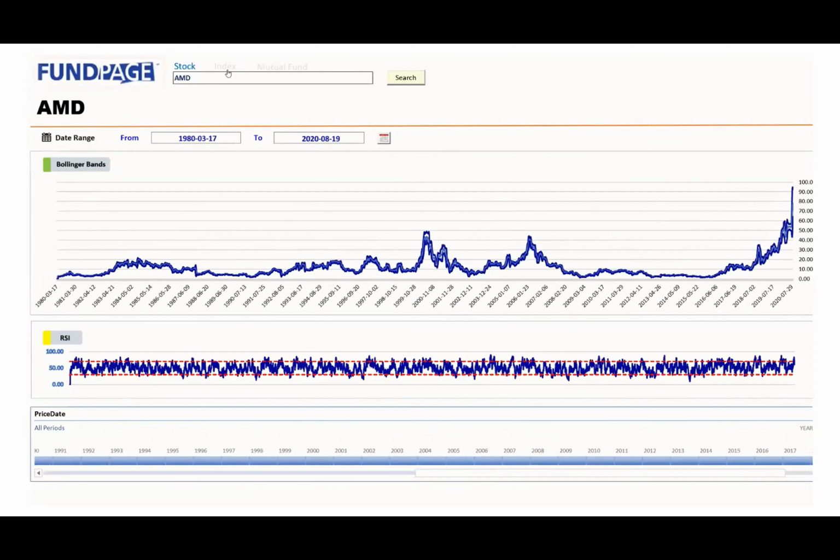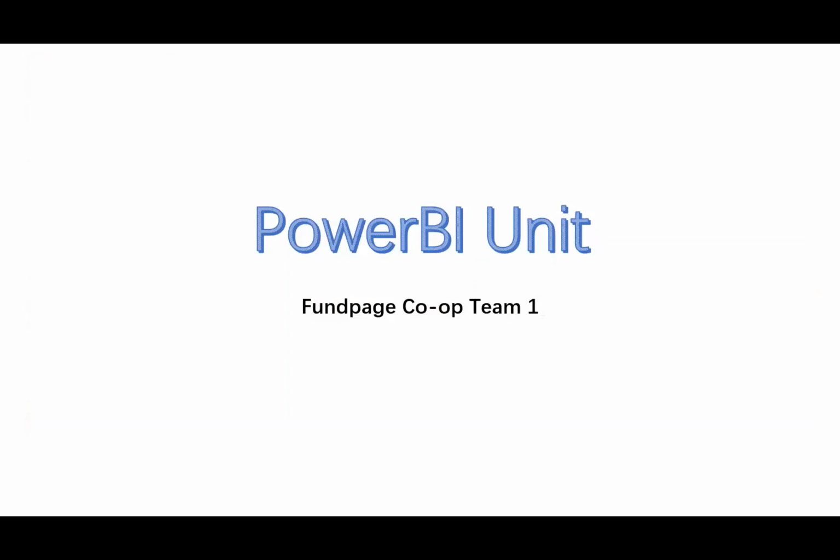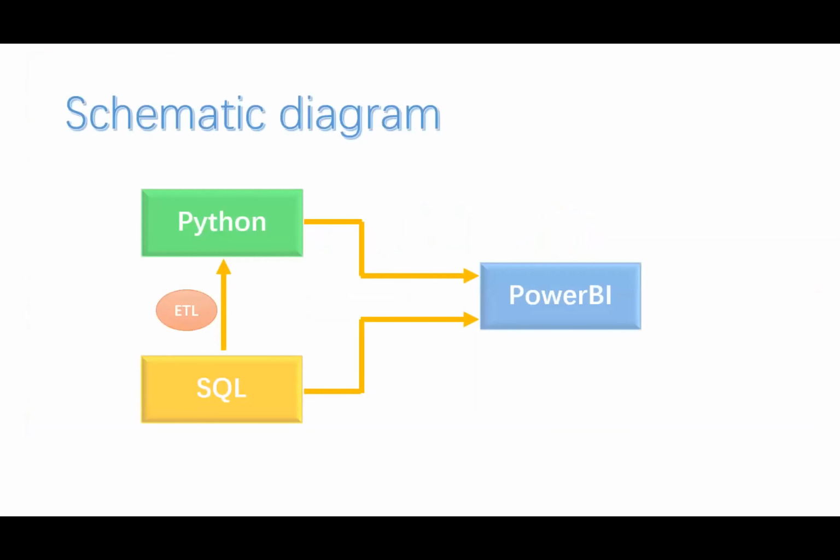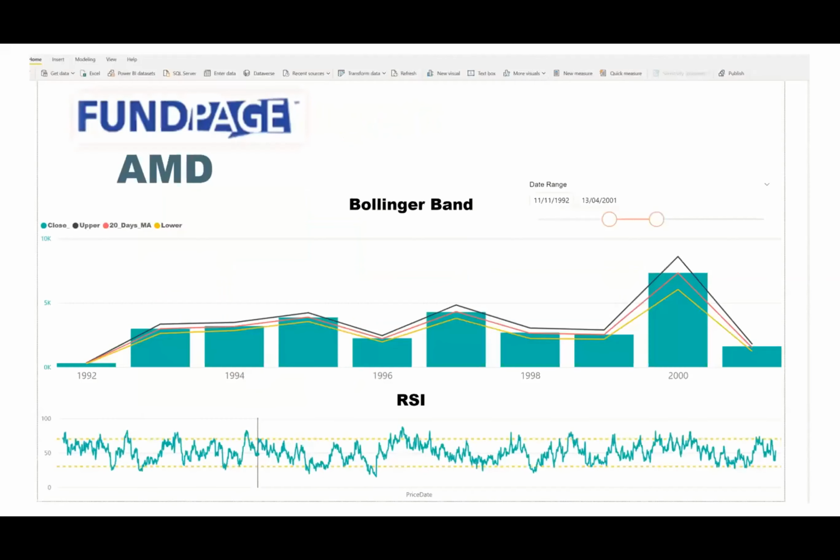And next, I would like to introduce our Power BI unit. Again, this is a schematic diagram. We have two data source options. First option is using Python to extract, process, and load the data from SQL database to Power BI. The other source is using SQL stored procedures produced during the SSIS process directly in Power BI. And now let's watch our demo.